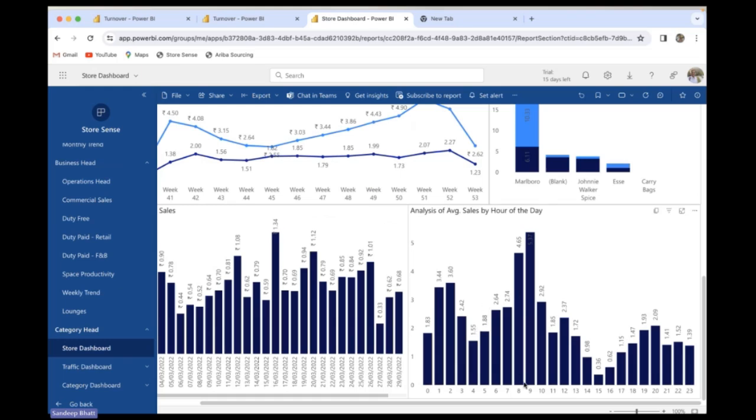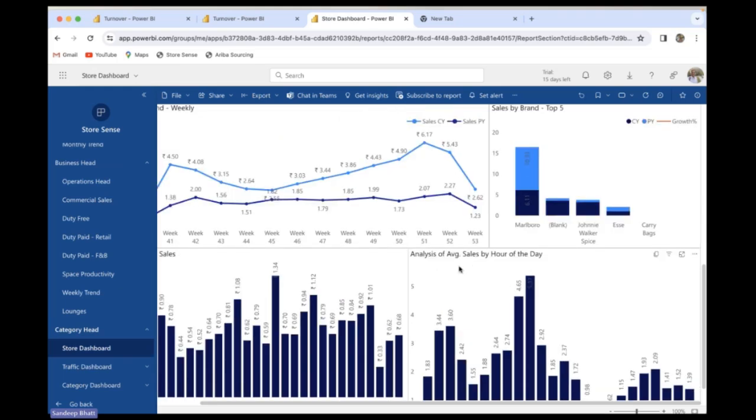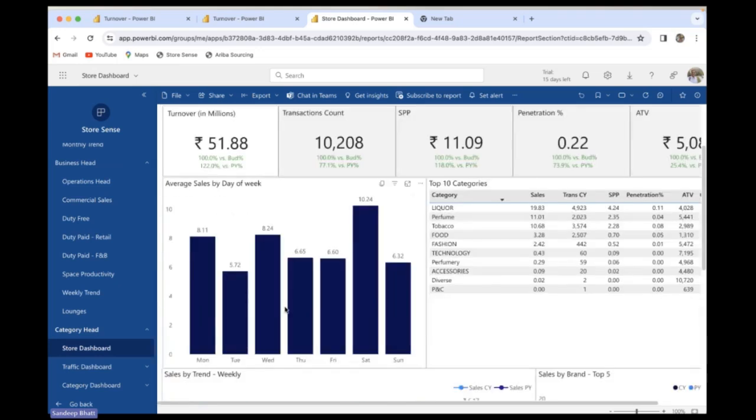So in that way, you will find out during what time of the day maximum sale has happened and during what day of the week maximum sale is happening. So that's the store dashboard.